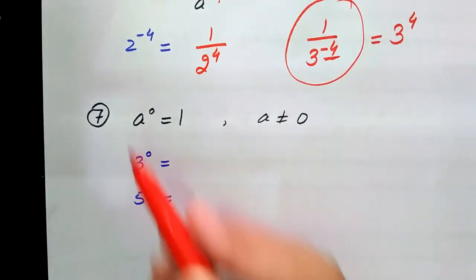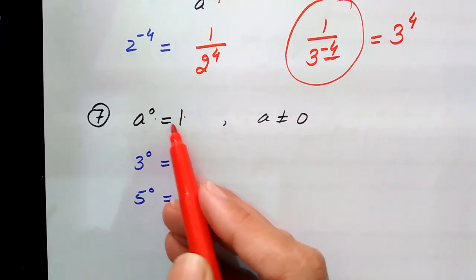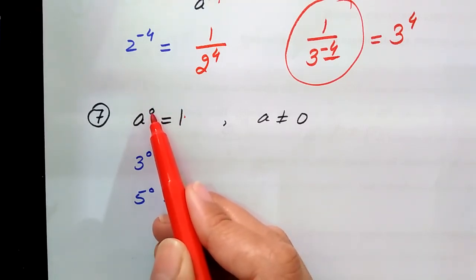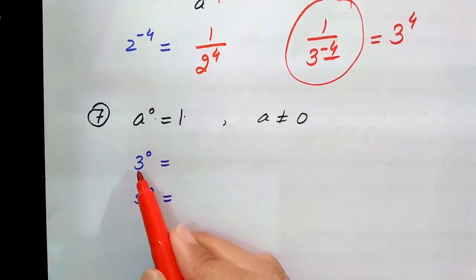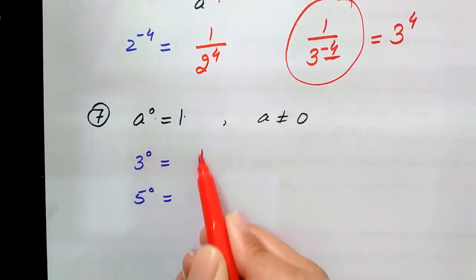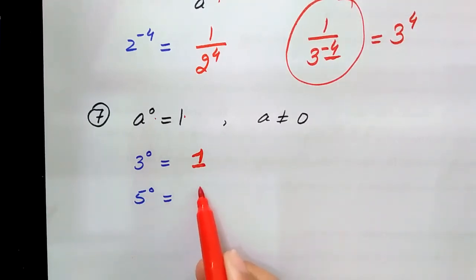If we have a raised to power 0, it equals 1. Anything having power equal to 0 will be equal to 1. For example, 3 raised to power 0 will become 1, and 5 raised to power 0 will also become 1. So anything having power 0 will be equal to 1.